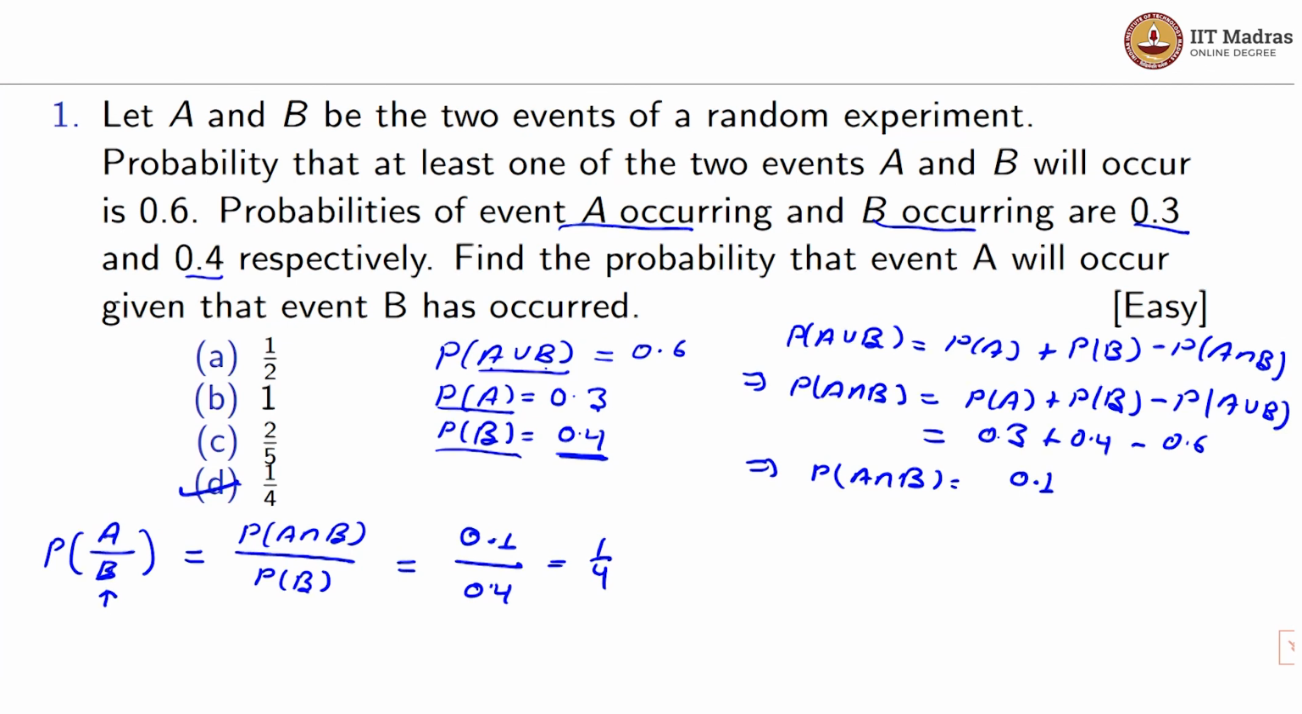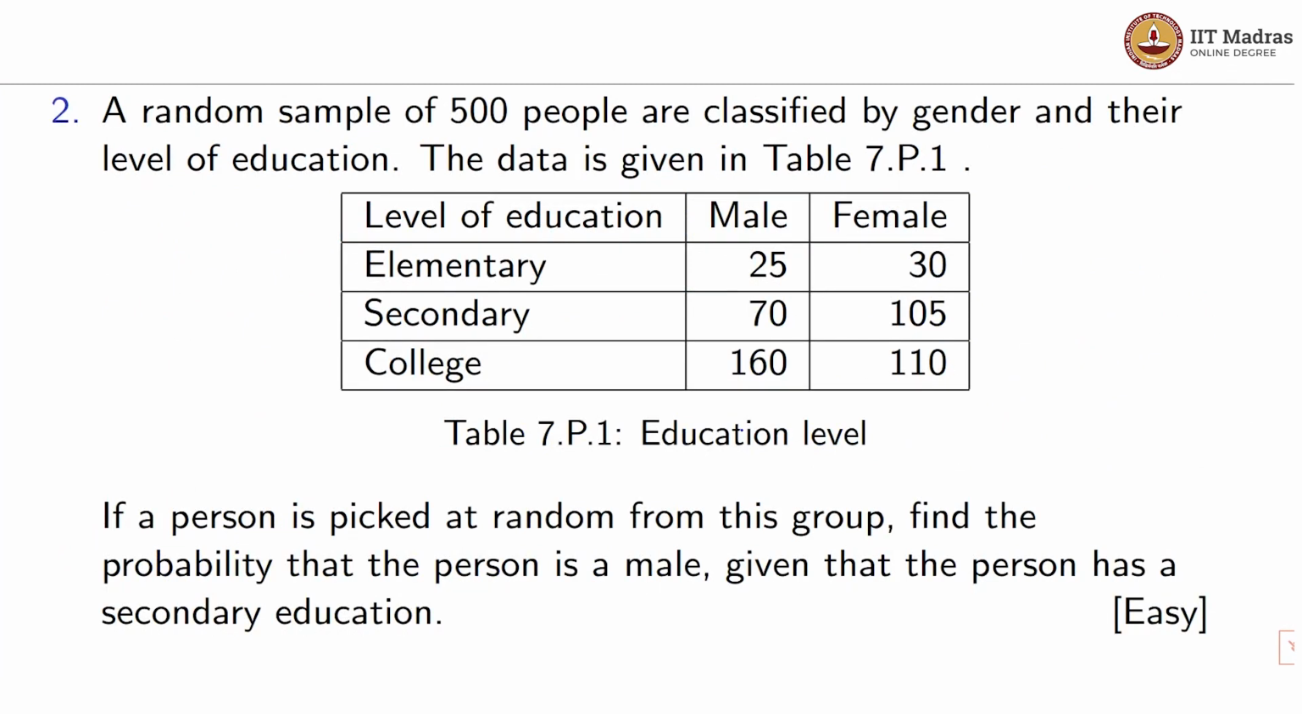Next question, question number 2. A random sample of 500 people are classified by gender and their level of education, and data is given in table 7.1.c. Here 500 people are classified by their level of education, that is elementary, secondary and college level of education, and their gender, that is male or female.